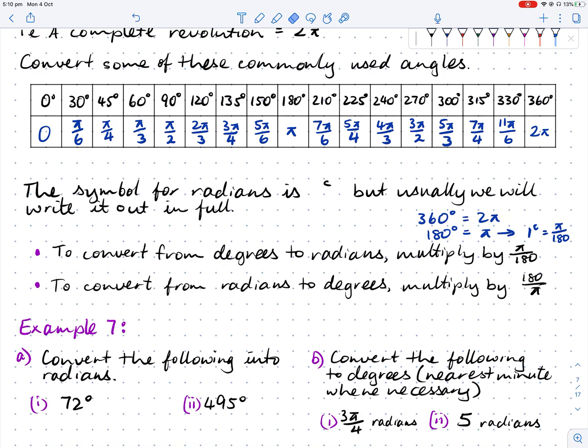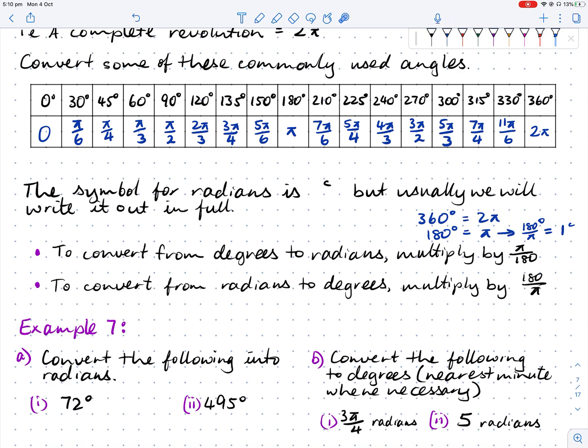If we want to go backwards, then we want to end up with 1 radian, so 1 on the right-hand side. So we're going to divide that pi over to the degrees side. So that's 180 over pi. So 1 radian is 180 over pi number of degrees.